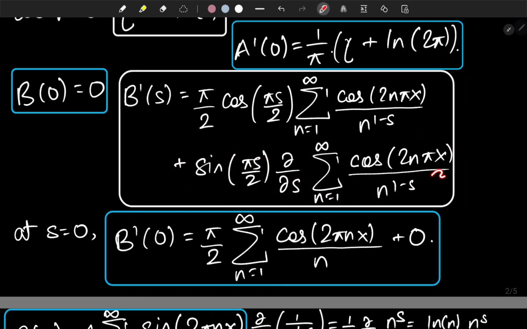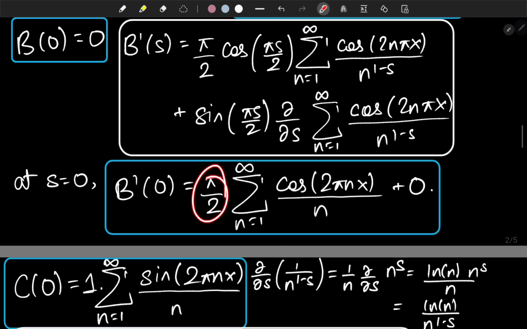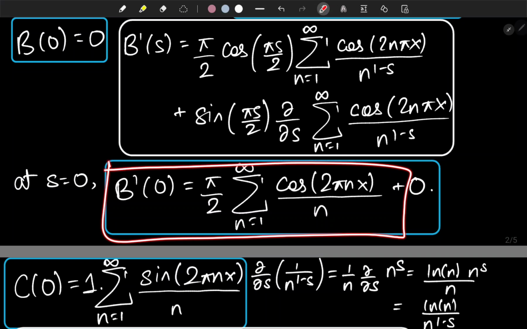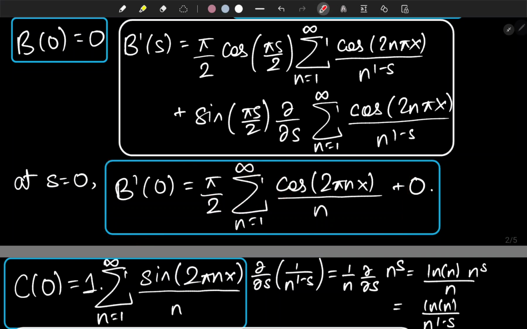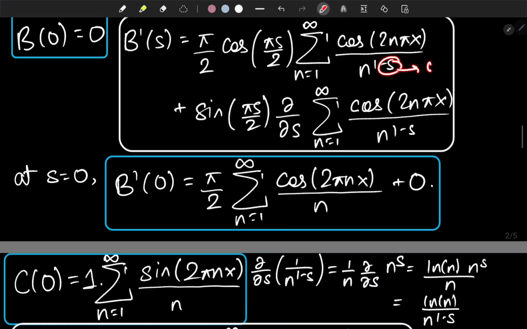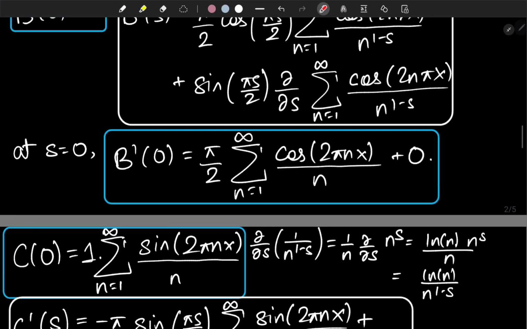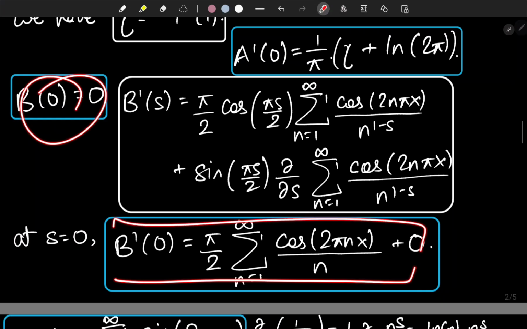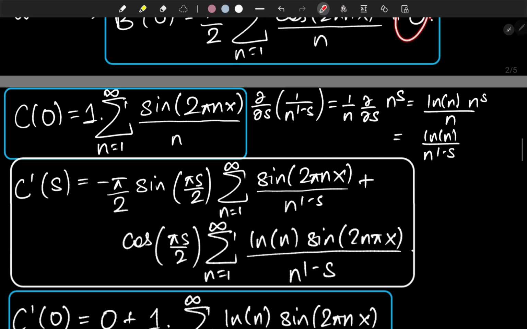We do need to take the derivative of this function, because when you plug in s equals 0, sine of 0 is 0, and hence this part is 0. So we have pi over 2, and cosine of 0 is 1. So we have pi over 2 times the sum as n goes from 1 to infinity of cosine of 2 pi n x over n, with s equals 0. So you have b of 0 and b dash of 0 as well, and this part is 0.